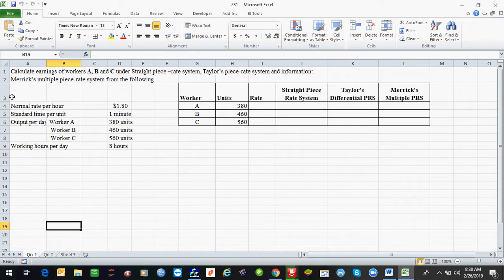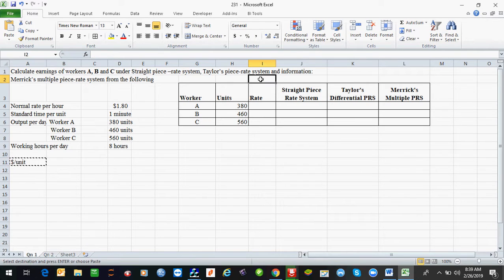Right, we are having our question on labor. Calculate earnings of workers A, B, and C under the straight piece rate system, Taylor's piece rate system, and Merrick's piece rate system from the following information. As we discussed earlier, when we are doing piece rate systems, the payment is in dollars per unit, right? Let's take note of our rate. It's supposed to be dollar per unit.